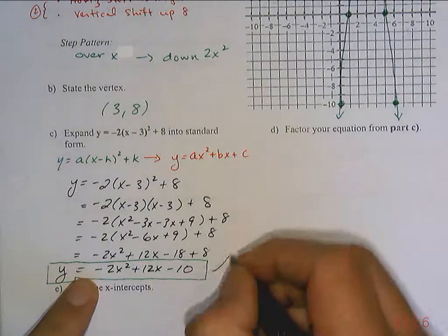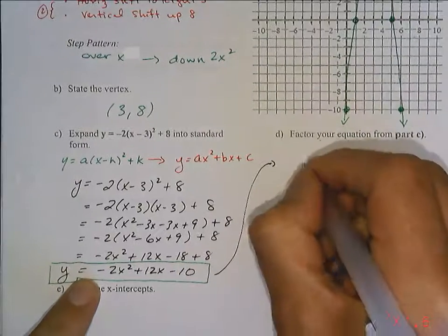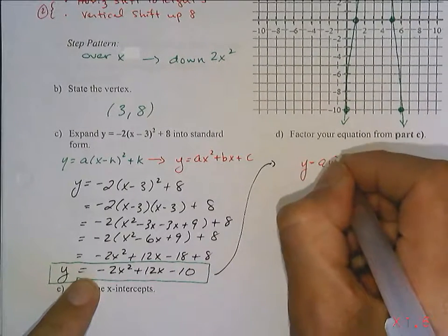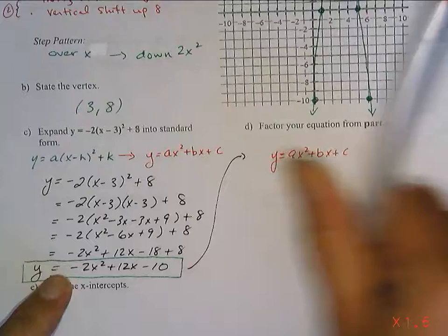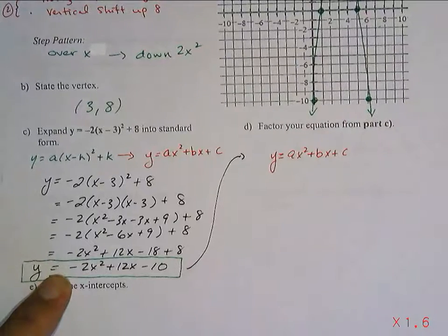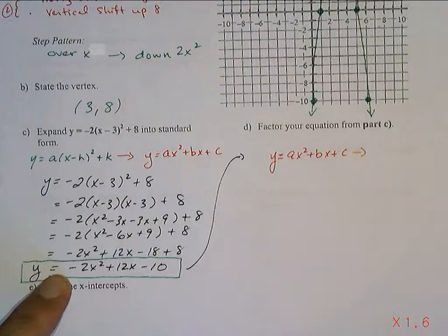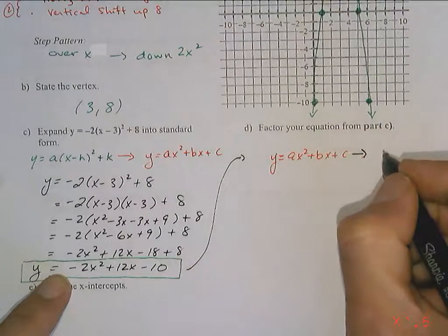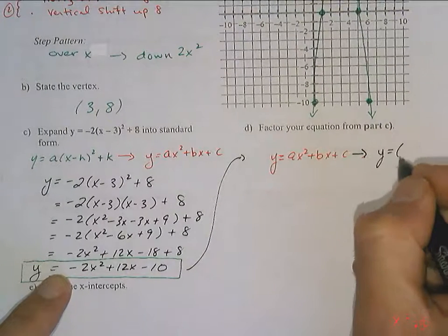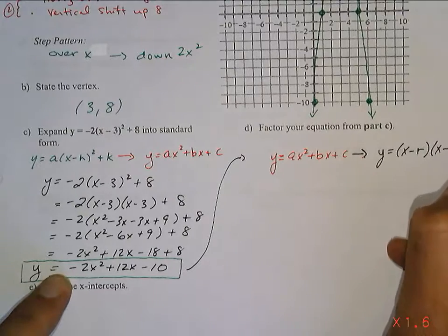So this value comes up here, and they want me to take this y equals ax squared plus bx plus c, and they want me to change it into, do I have another color? I do have another color. I'm going to change it into y equals x minus r and x minus s.